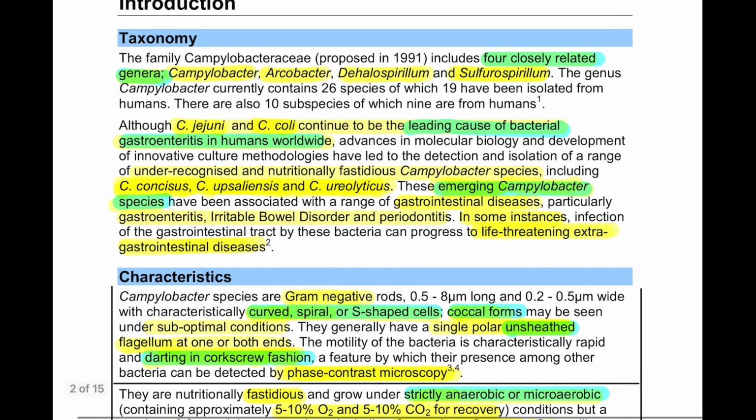Now, Campylobacter species jejuni and coli are the leading cause of bacterial gastroenteritis in humans worldwide. So this is a very important aspect. And there are certain under-recognized, nutritionally fastidious species like concisus, upsaliensis, and ureolyticus, which are emerging nowadays as a cause of gastroenteritis, irritable bowel disorder, and periodontitis. And in some instances, they cause life-threatening extra-gastrointestinal diseases also.